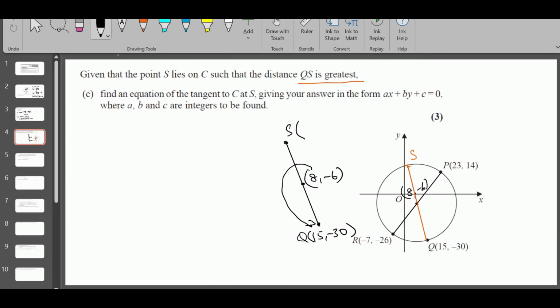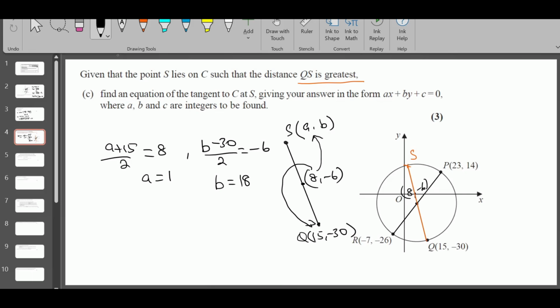So to find the other point, you can use the midpoint formula. Take it as A, B or X, Y. A plus 15 over 2 is 8, so A is 16 minus 15, which is 1. B minus 30 over 2 is minus 6, so B is minus 12 plus 30, which is 18.